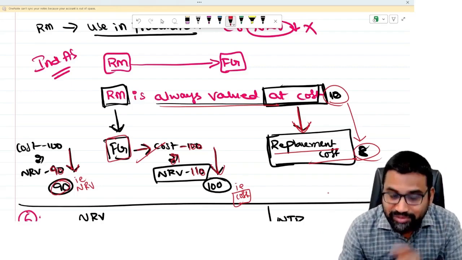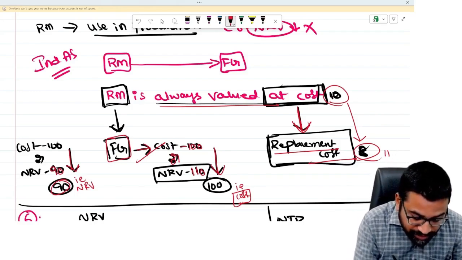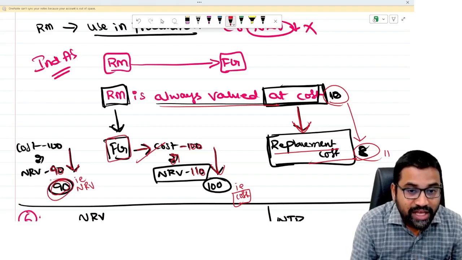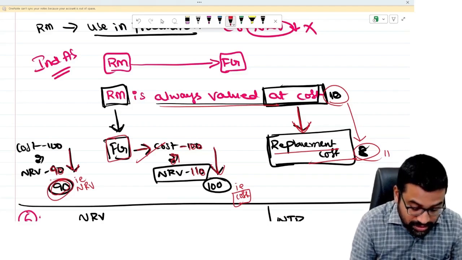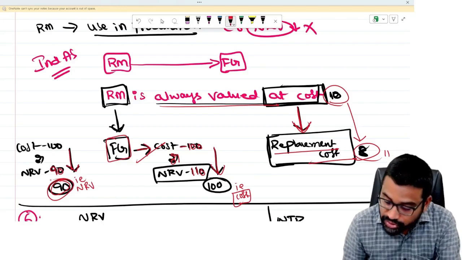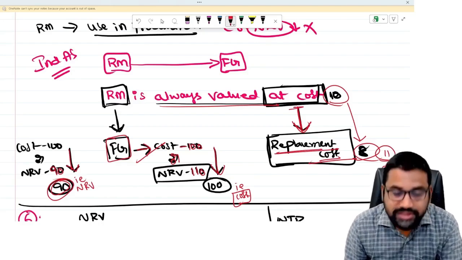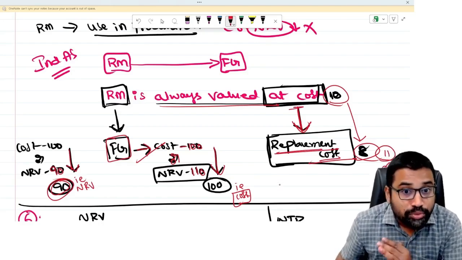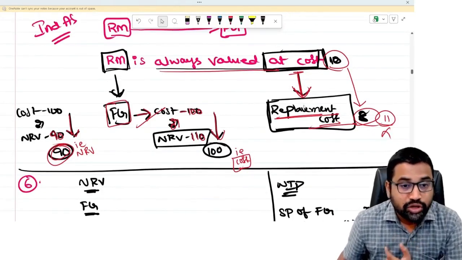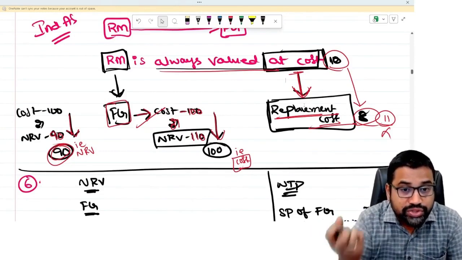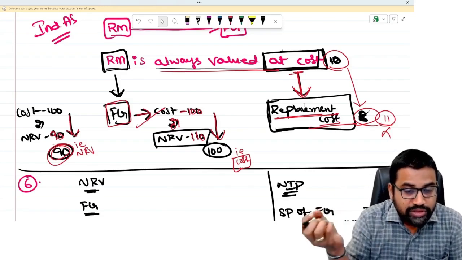Suppose, for example, sometimes he will give you a replacement cost of 11 rupees and he will tell you the finished good is valued at NRV, when NRV is less than cost. I told you when NRV is less than cost, you should value the raw material at replacement cost. So if you take 11, that is wrong. Always remember, the replacement cost should be less than the cost. Then only you should bring it to replacement cost. If the replacement cost is more than cost, you should not increase the inventory value, because on one hand the demand of the finished good in which this raw material is used is falling down now, because the NRV is less than cost.